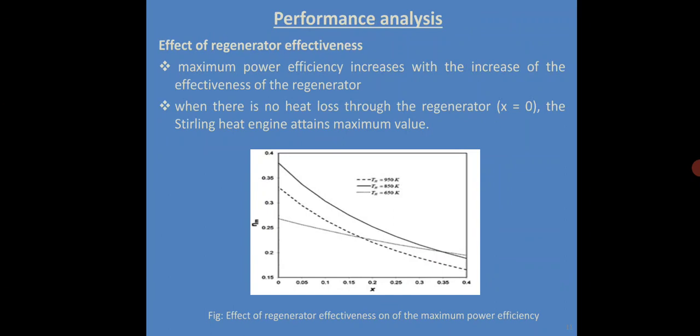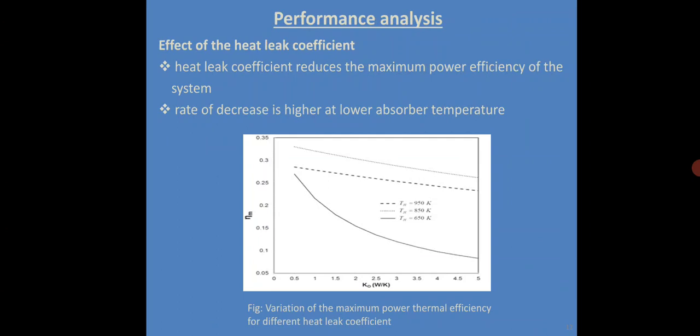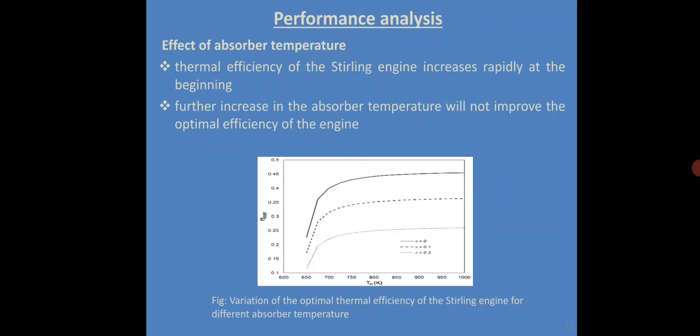Effect of regenerator effectiveness. Maximum power efficiency increases with the increase of the effectiveness of the regenerator. When there is no heat loss through the regenerator, the Stirling heat engine attains maximum value. Heat leak coefficient reduces the maximum power efficiency of the system. Rate of decrease is higher at lower absorber temperature.